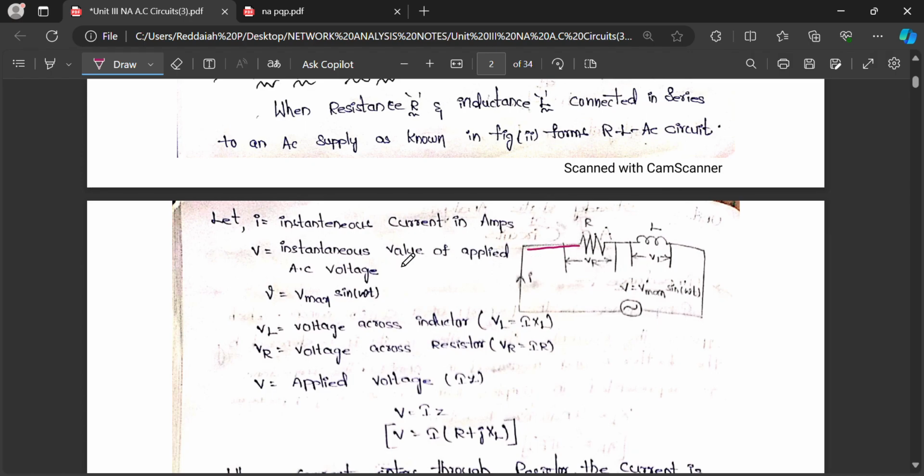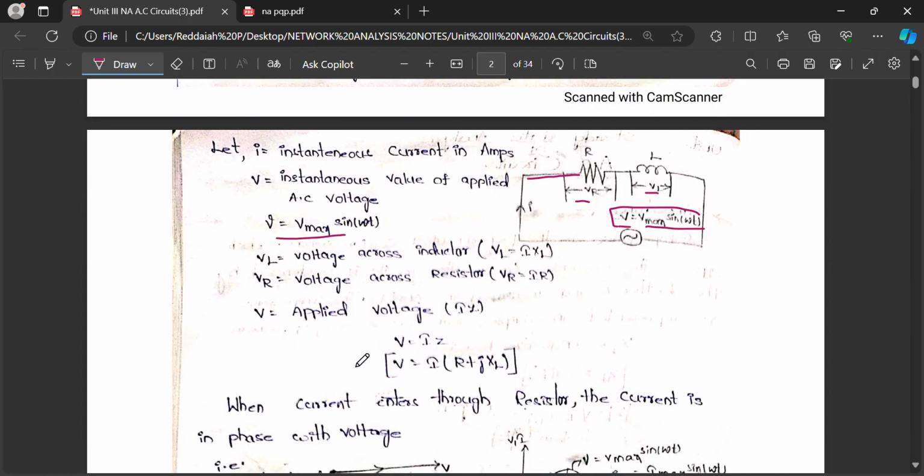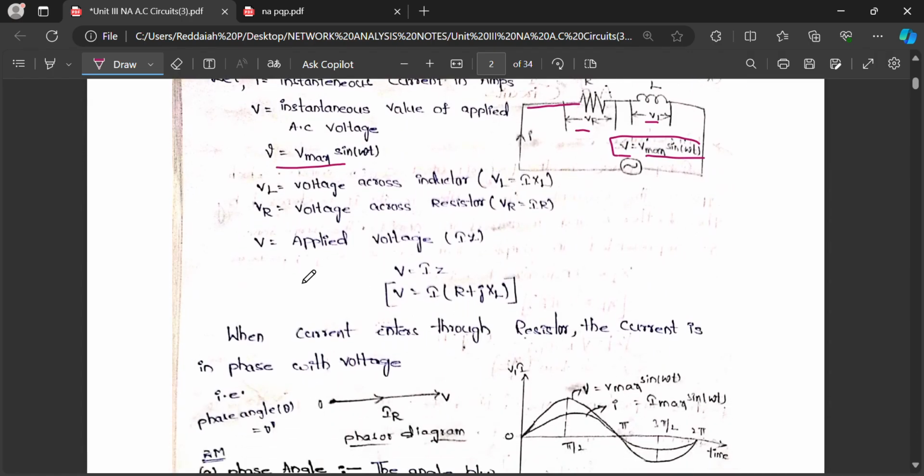Suppose consider the resistor and inductor connected in series to an AC voltage source V equal to Vmax sin omega t. It is the equation of AC voltage, the instantaneous voltage V equal to Vmax sin omega t. VL is the voltage across the inductor, VR is the voltage across the resistor, V is the applied voltage. From V equal to IZ, you can write I into R plus jXL.